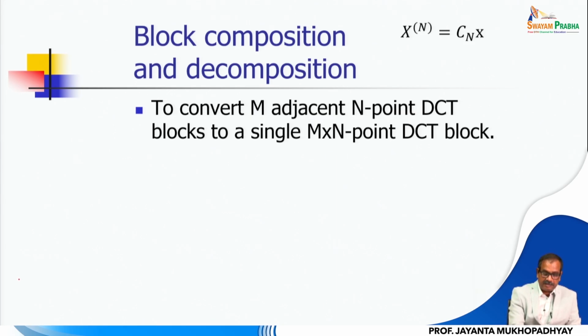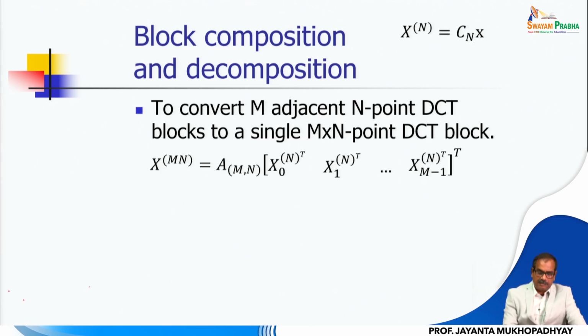Here we are considering conversion of M adjacent N-point DCT blocks to a single M cross N-point DCT block, and this we can do using a single linear transformation. So, this is one example of this linear transformation, and this I have explained in the last class with respect to 4-point DCT and 8-point DCT. That means converting two adjacent 4-point blocks to an 8-point DCT block, and we are considering column vectors in this case.